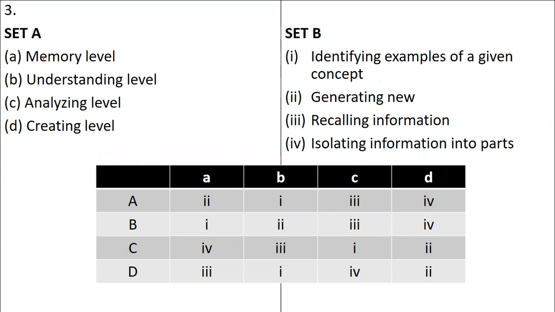Set A, as I read: memory, understanding, analyzing, creating. Set B talks about identifying the examples, generating new ideas or information, recalling information, isolating information into parts. Obviously maybe you were confused, but certain things like the memory level and understanding level, even if you work out with these, you should be able to get the right answer. Okay.